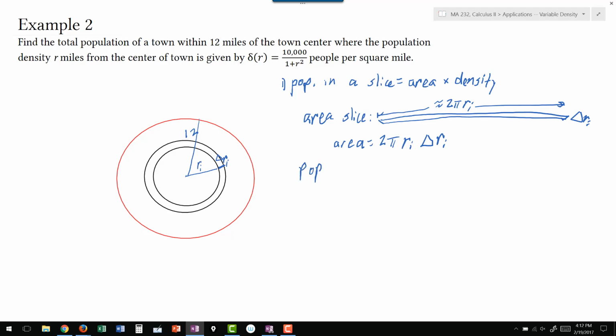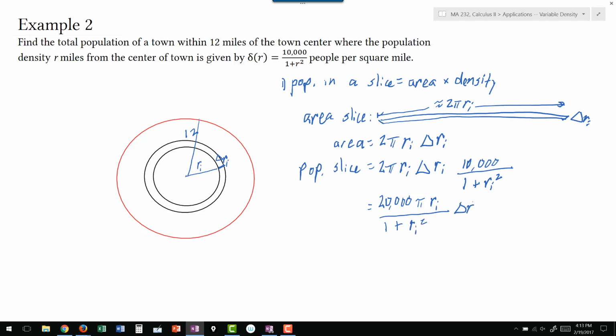That gives me the area of one of my slices of constant density, and it allows me to find the population contained in one of the slices. It'll be 2 pi r sub i times delta r sub i, all multiplied by the density, and that again is given by 10,000 over 1 plus r sub i squared. We can combine our constants to end up with 20,000 pi r sub i on top, the 1 plus r sub i squared on bottom, and then all multiplied by delta r sub i. So that's the population in one slice.